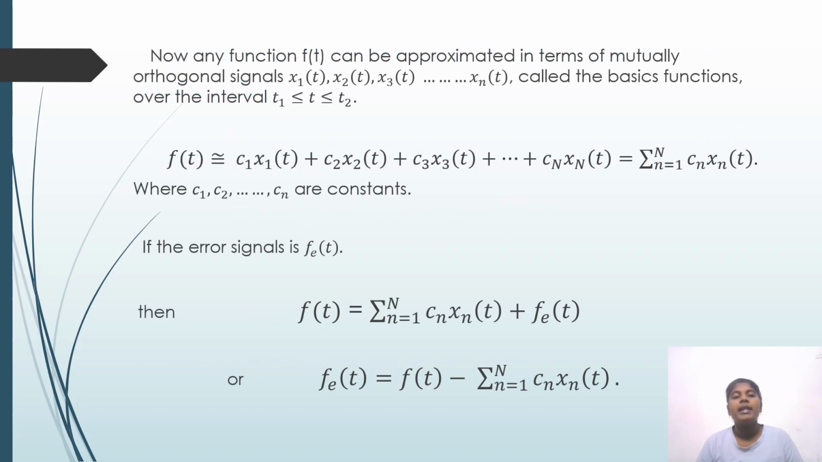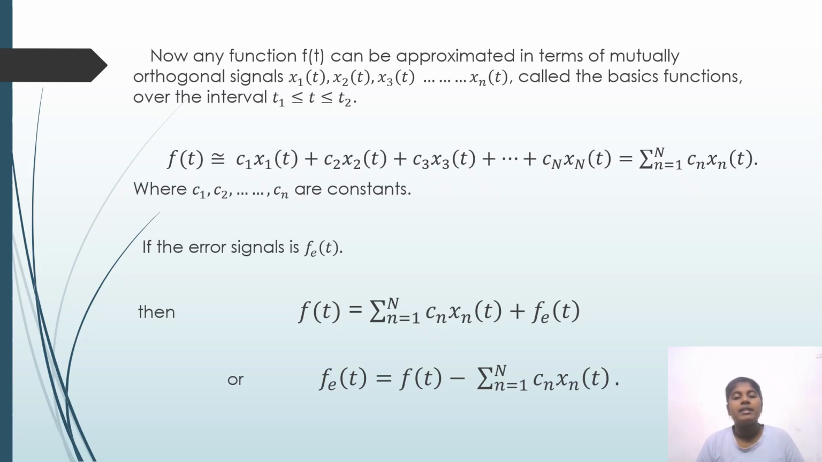Now, any function f(t) can be approximated in terms of mutually orthogonal signals x1(t), x2(t), x3(t), and so on up to xn(t), called the basis functions, over the interval t1 ≤ t ≤ t2. f(t) equals c1 x1(t) plus c2 x2(t) plus c3 x3(t) and so on up to cn xn(t), which equals the summation from n equals 1 to N of cn xn(t), where c1, c2, c3 and so on up to cn are constants.